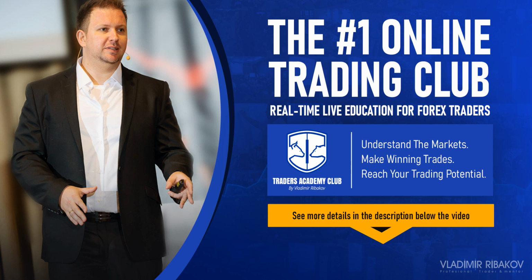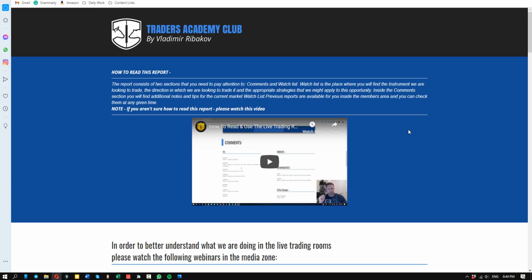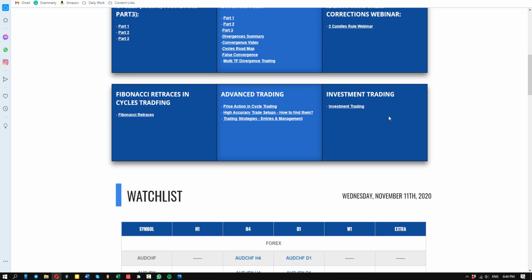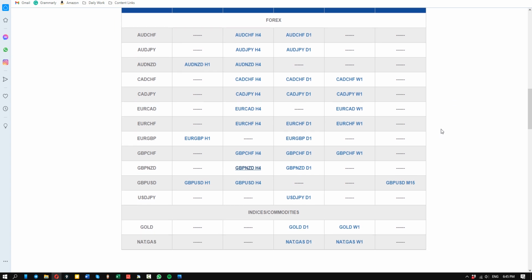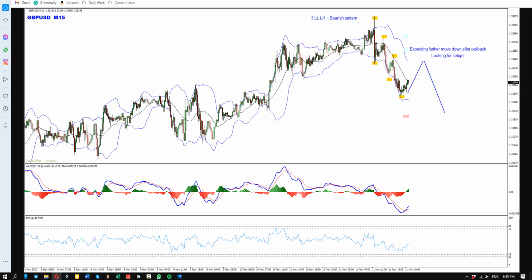To present it, I will take a trade from the trading report. This trading report is available to Traders Academy Club members. Below, as you can see here, we have a full watch list which we follow with all our trading idea analysis and setups. I want to present the reversal principle by taking the pound dollar, analyzing it and explaining what we have there.